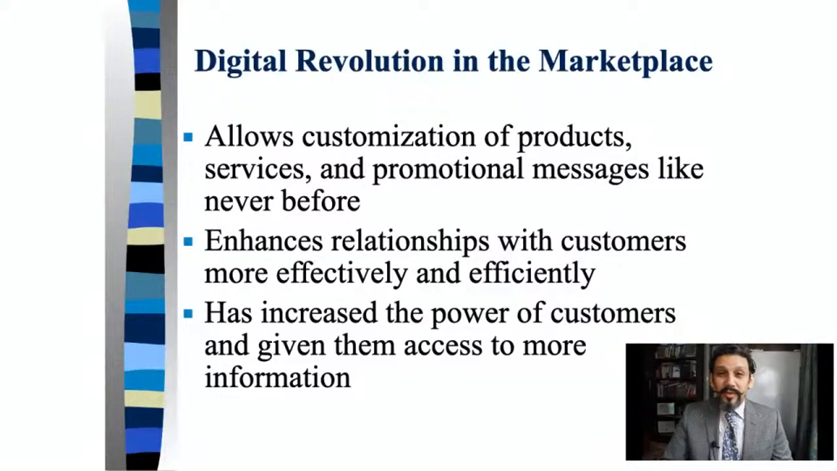What the digital revolution does is it allows a number of other things, including customization of products and services. We customize promotional messages like never before. So if you're on Google, you're on Facebook, if you're on social media, the ads you're getting are customized to you. What the algorithm thinks would appeal to a person like you, based on your search history, based on your posts, based on the things you like, based on things you comment on. All of those things, we gather that information, and we send targeted messages to people.